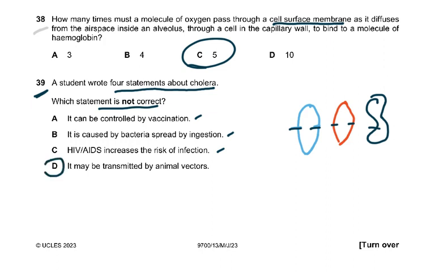Now, part D is the one which is not correct. It can be transmitted by animal vectors. No, cholera is a foodborne and waterborne disease. The bacteria is passed out in the feces, not even in the urine, and that can contaminate a water supply, or houseflies can sit on the feces and then carry the bacteria to your food, and anything which is lying there, which is going to be eaten by somebody. So the flies are going to transfer it from the feces to the food.